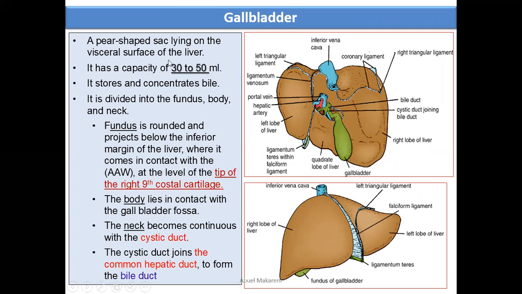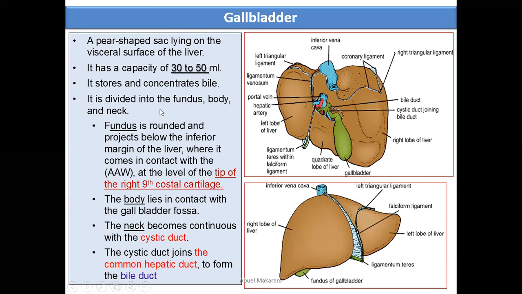The capacity of the gallbladder is almost 30 to 50 ml. It is very small. It stores and concentrates bile. What is the function of this gallbladder? The liver produces the bile, but it is stored in the gallbladder, as well as concentrated in the gallbladder.